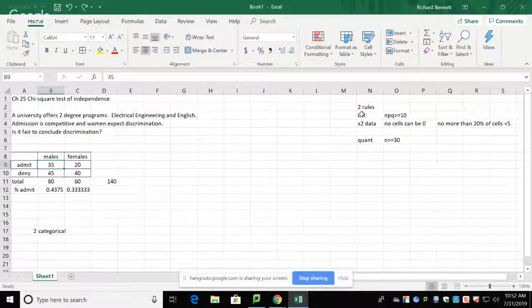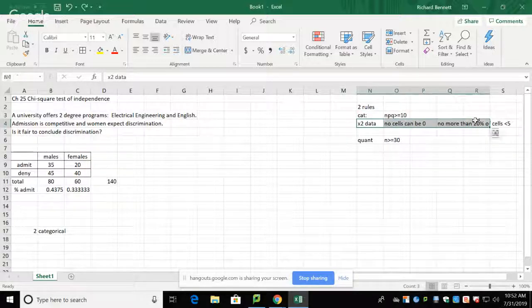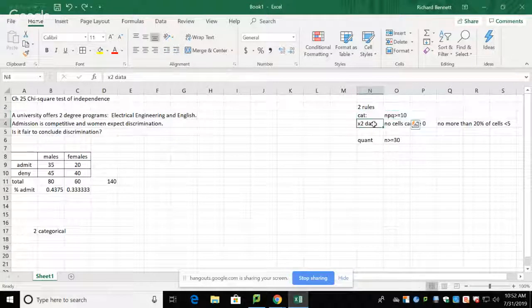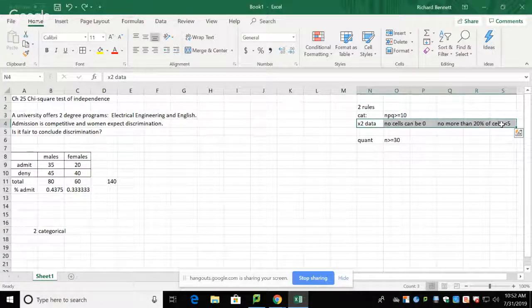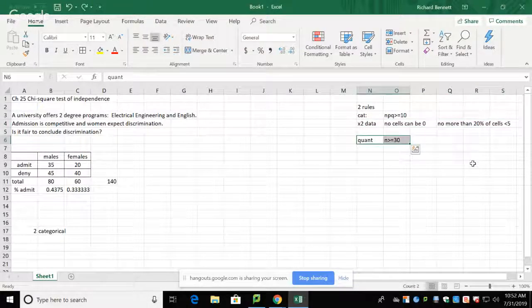So these are the 3 rules. For categorical data, which this is actually categorical, but this is actually chi-square, for the 1 and the 2 proportion tests, NPQ has to be greater than 10. For chi-square data, these are the 2 rules that apply. You can't have any zeros, and no more than 20% of them can be less than 5. For quantitative data, n has to be greater than or equal to 30.